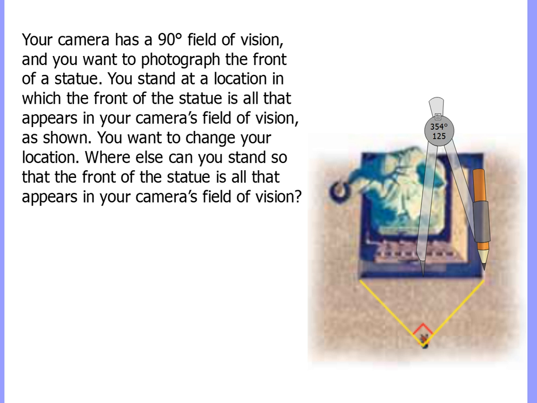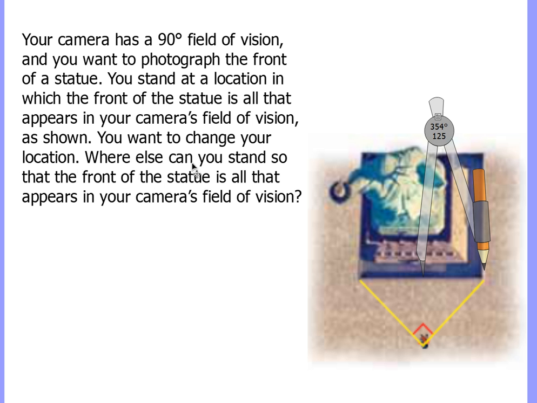It says your camera has a 90-degree field of vision and you want to photograph the front of the statue. So you want to keep the front of the statue in sight. You stand at a location in which the front of the statue is all that appears in your camera's field of vision, as shown. So you, down here, have already taken your shot and it's perfectly in vision. But you want to change your location.